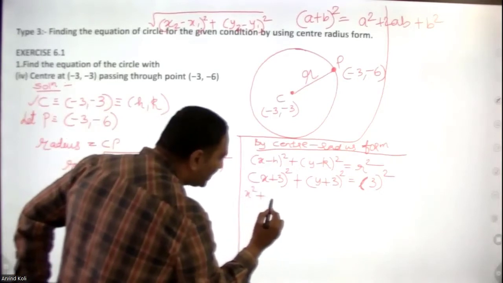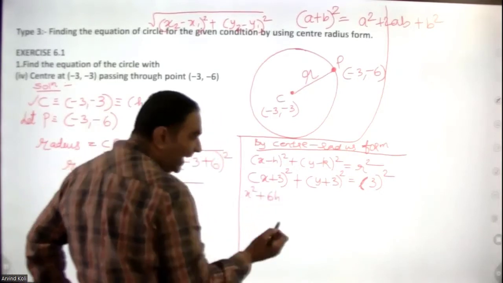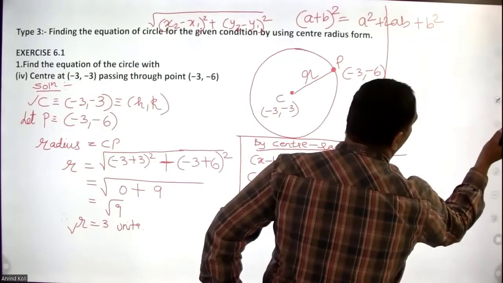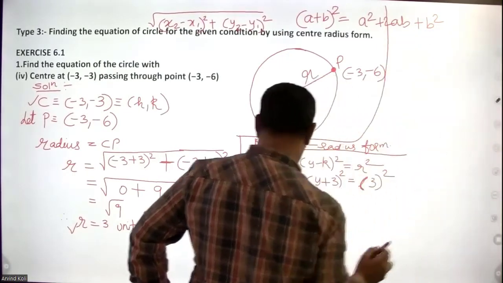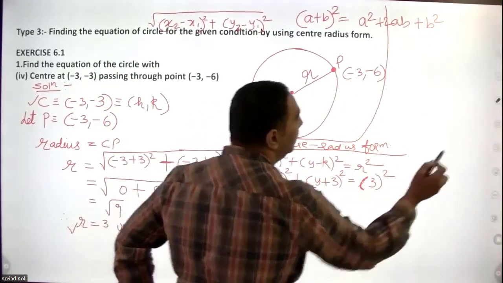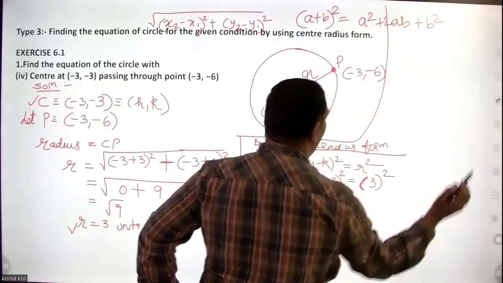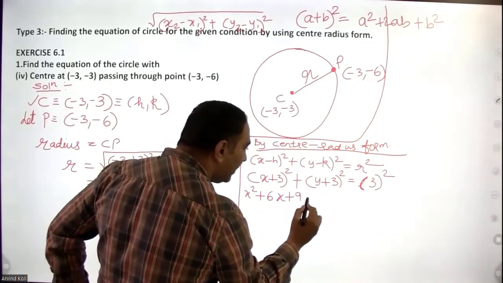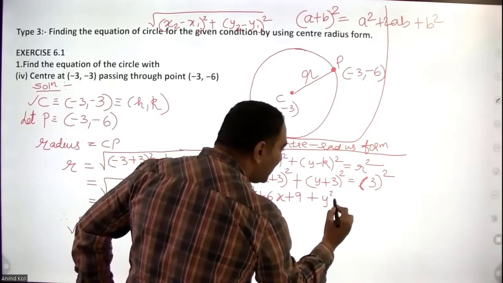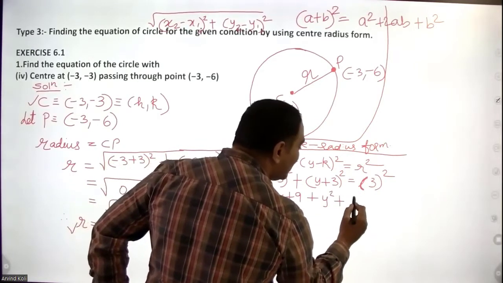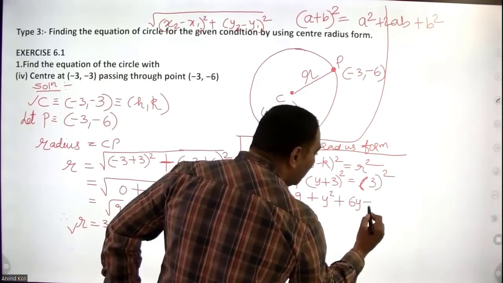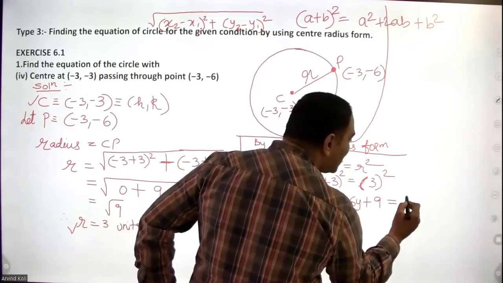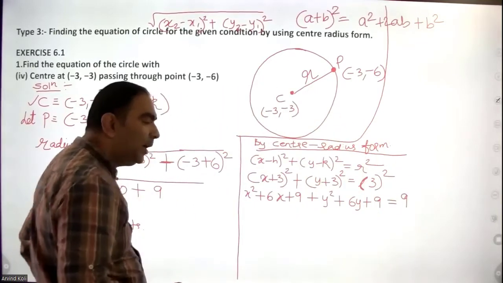x square plus 6x, okay, x square plus 6x plus 9 plus y square plus 6y plus 9 is equal to 3 का square 9. Is this clear to all of us?